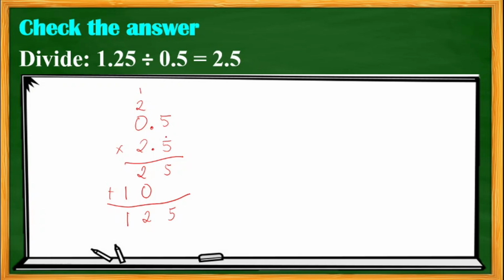And then count the number of decimal places in the first factor. We have 1. And then the second factor, we have 1 also. So 1 plus 1, we have 2 decimal places. We have 1, 2, then write the decimal point. So this would be our dividend. So our answer is correct. So 2 and 5 tenths is the quotient of 1 and 25 hundredths divided by 5 tenths.